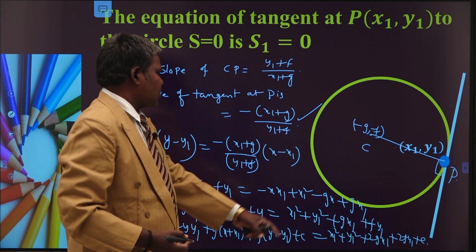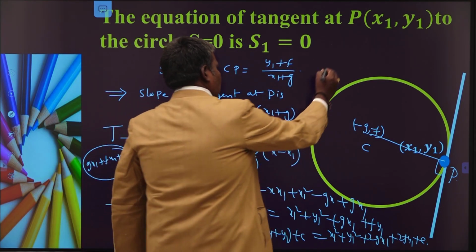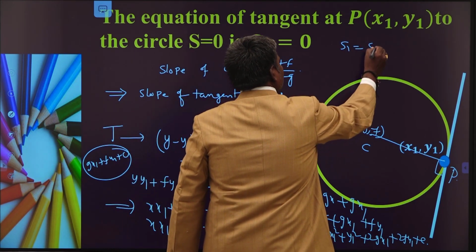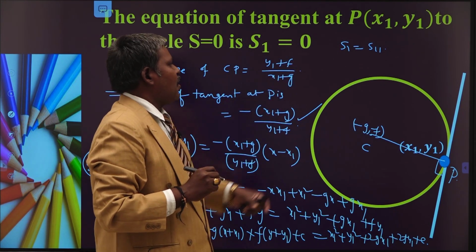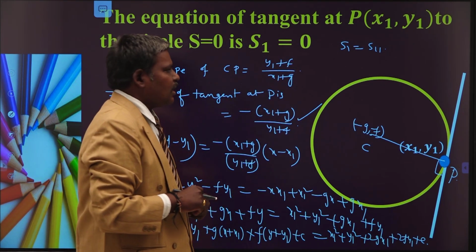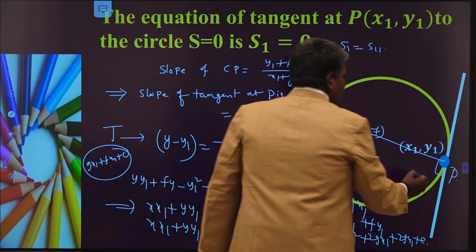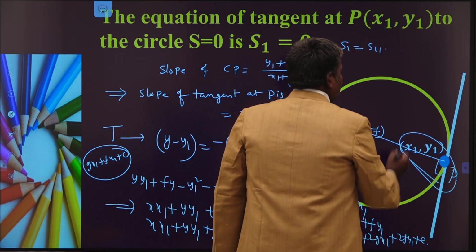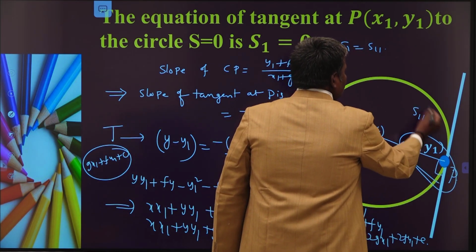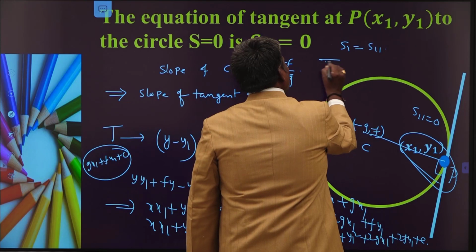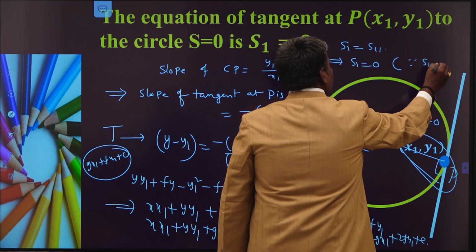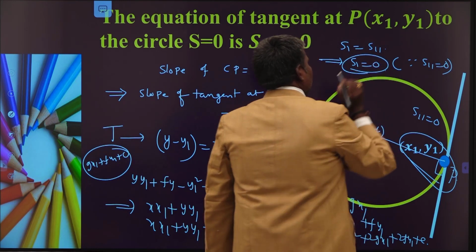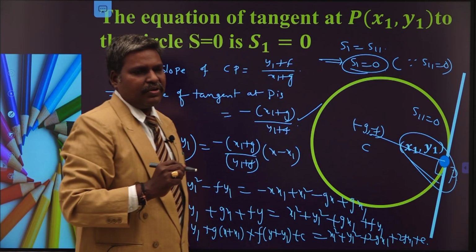What about the left side expression? S1. What about the right side? S11. But we want S1 equal to 0. We have S1 equal to S11. Am I correct or not? Clearly the point P (x1, y1) lies on your circle. Therefore S11 is 0. When S11 is 0, what happened? S1 equal to 0, since S11 equal to 0. This is the equation of tangent at (x1, y1) to the circle.